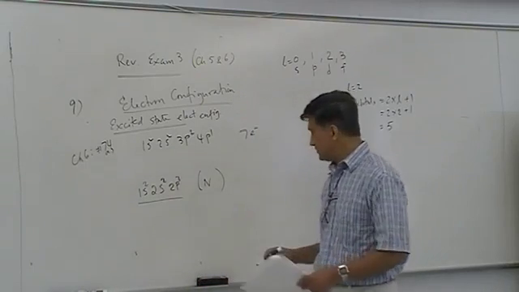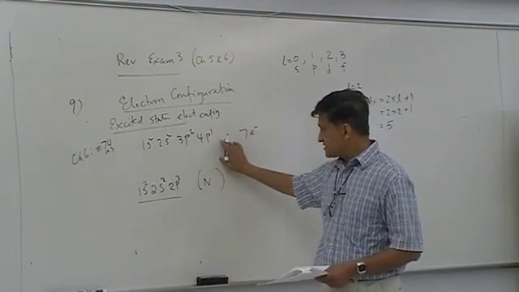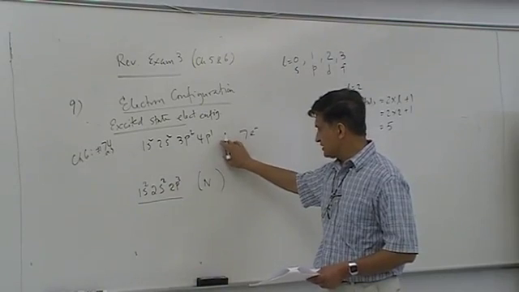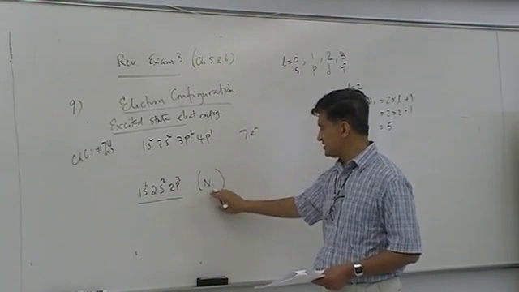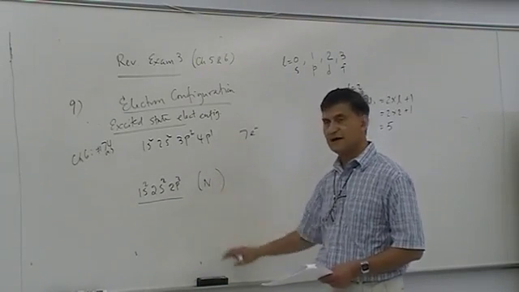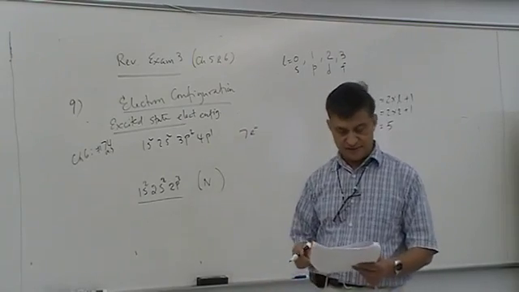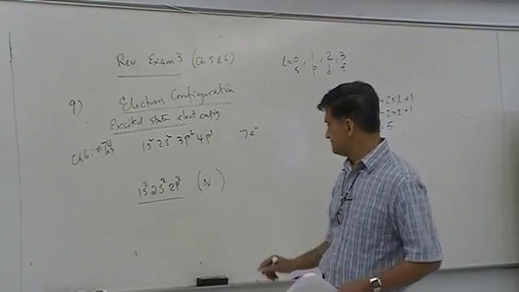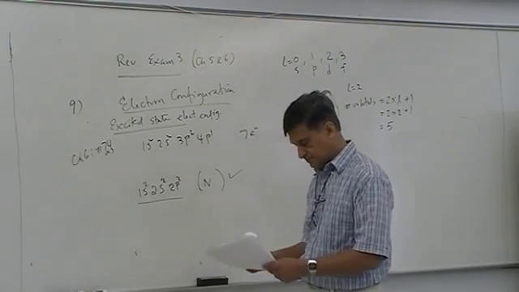Okay, so the question is, if the excited state electron configuration is given, how do we get the ground state electron configuration, and then how do you identify the element? So this is the element, which is nitrogen.